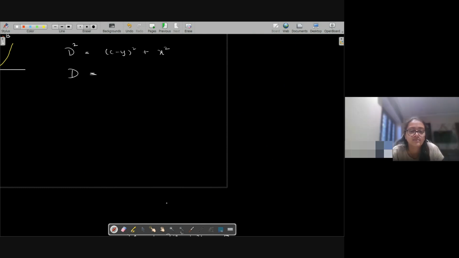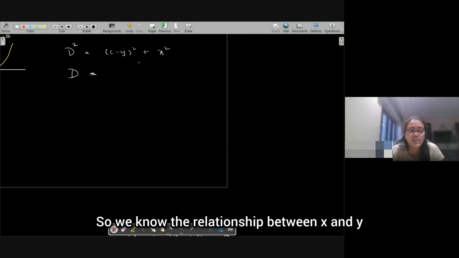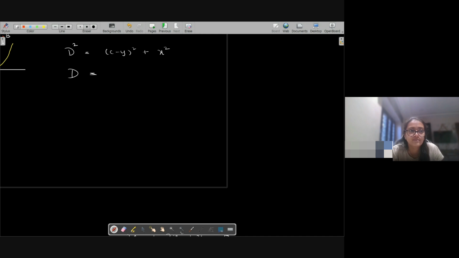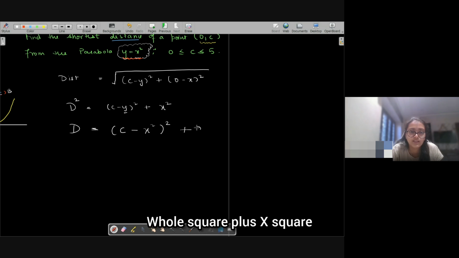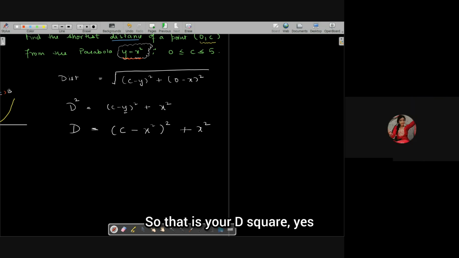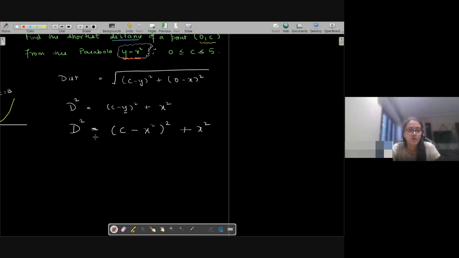So we know the relationship between x and y: y is equal to x squared. So c minus y is equal to c minus x squared. So (c minus x squared) whole square plus x squared, that is your d square. And we can simplify this.